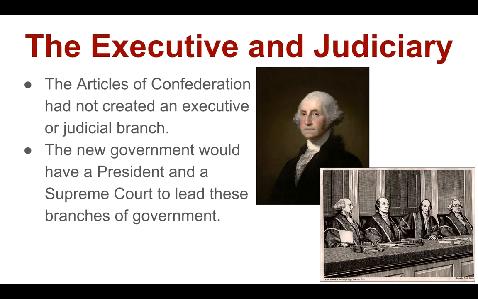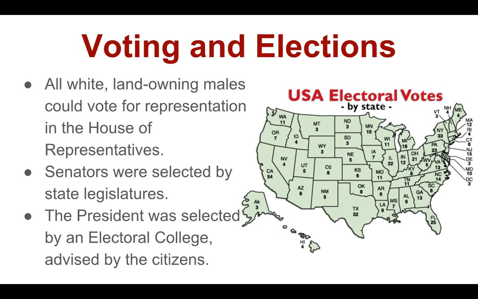Moving on to areas of less contention, the executive and judicial branches were less debated and more readily accepted by all parties. The Articles of Confederation had not had an executive or judicial branch, and everybody realized this was a problem. So the new government would have a president and have a Supreme Court that would lead those branches of government. Voting in elections, their solution to this problem is an interesting one that continues to affect our presidential election system today.